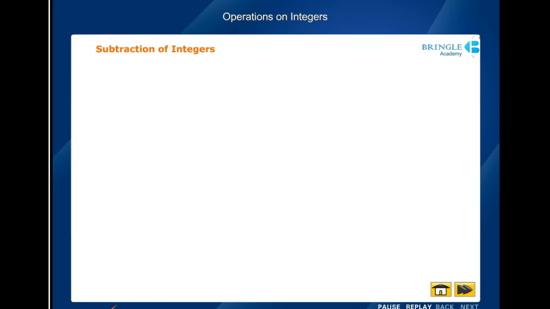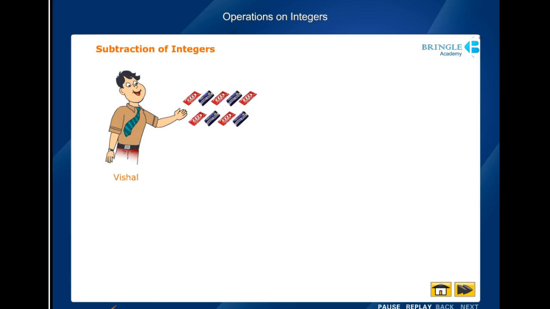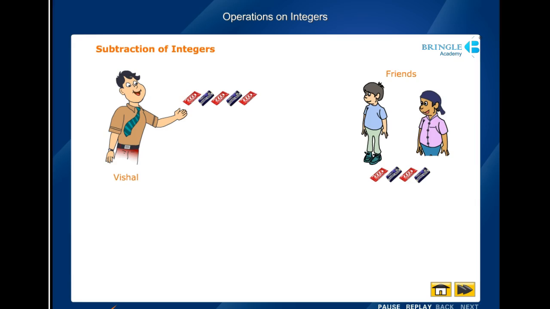Subtraction of integers. Vishal has 9 chocolates. He gave 4 of them to his friends. He wishes to know how many chocolates remain with him. Shall we help him? Vishal has 9 chocolates. He gives away 4 chocolates. 9 minus 4 is equal to 5. He thus has 5 chocolates with him.